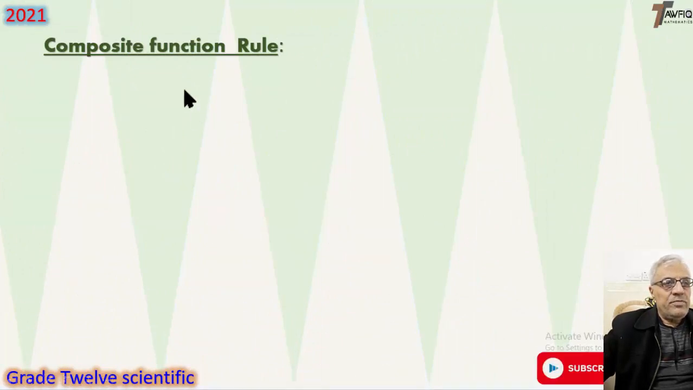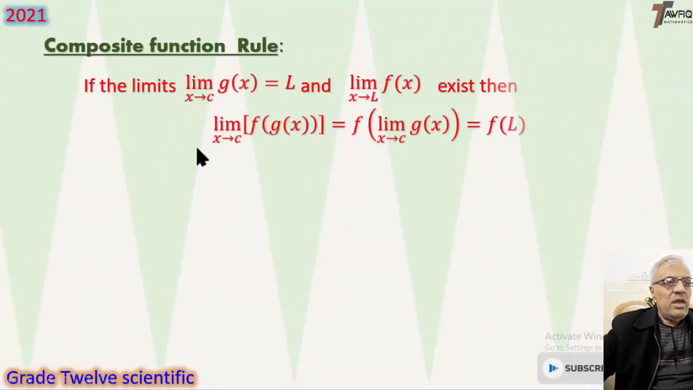Composite function rule. If the limit as x approaches c of g(x) is L, and the limit as x approaches L of f(x) exists, then the limit as x approaches c of f(g(x)) is equal to f of the limit as x approaches c of g(x), which equals f of L.